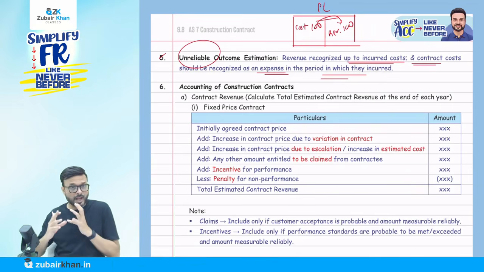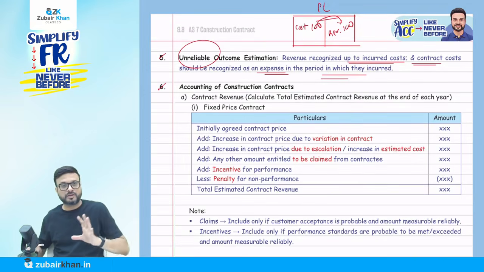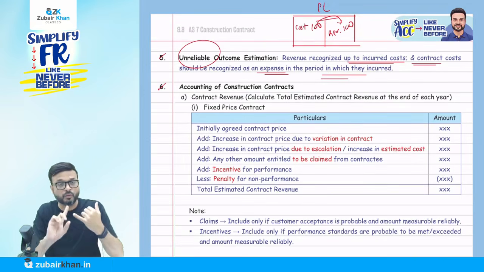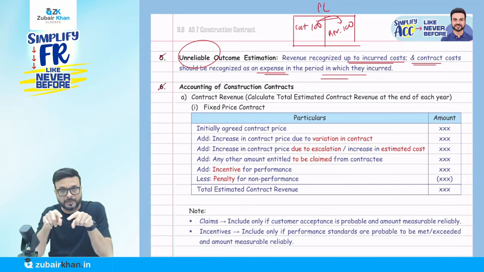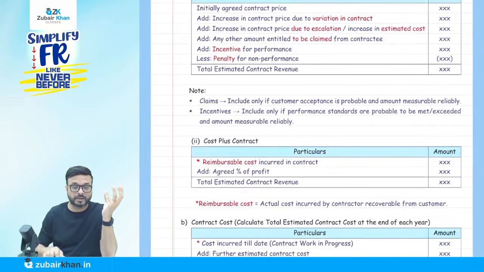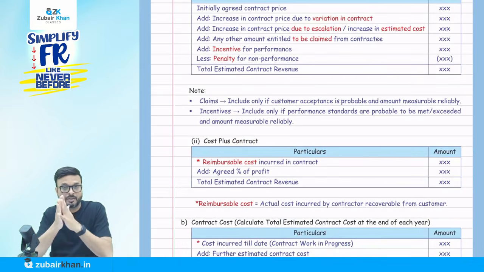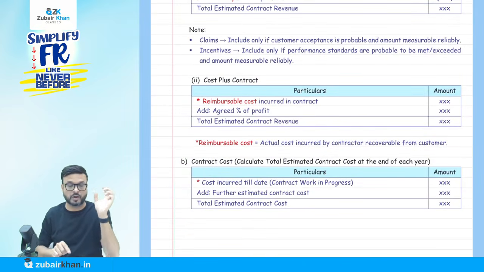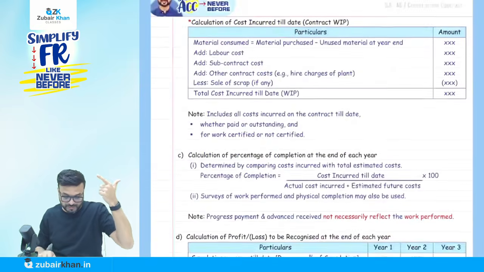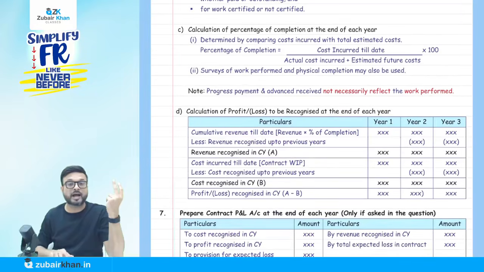Okay. Now the important things start here. When we talk about revenue, three things are important. What do you mean by revenue? I prepared this in table form in this book, which will help you quickly understand the concept. Then we'll discuss what we mean by the revenue under both contracts, the fixed price contract and the cost plus contract. Then we'll discuss what we mean by cost, and then how to calculate the percentage of work completed, and then how to calculate the profit.